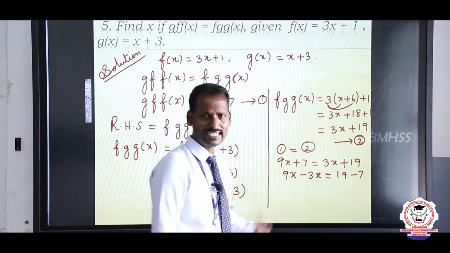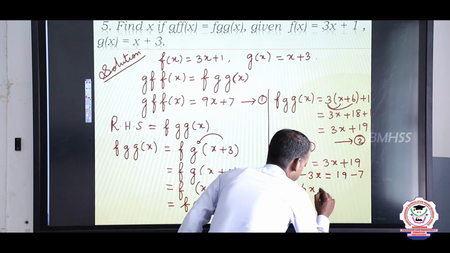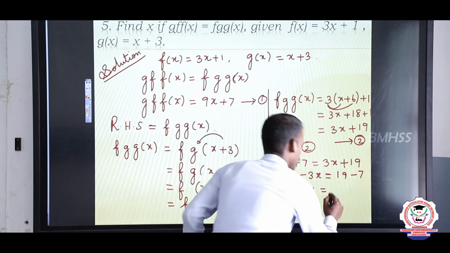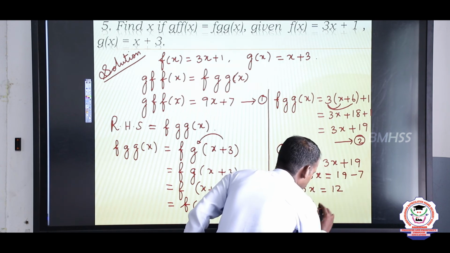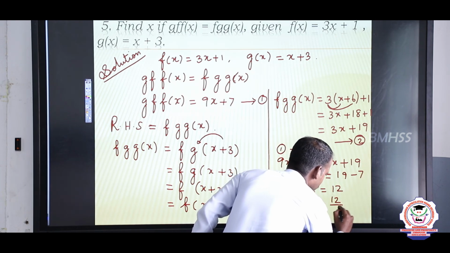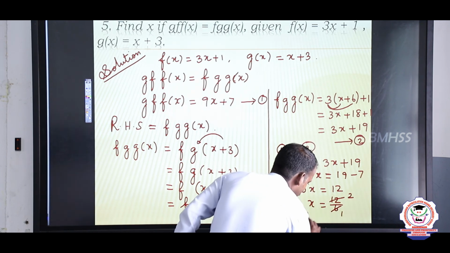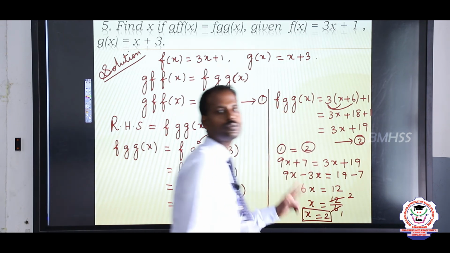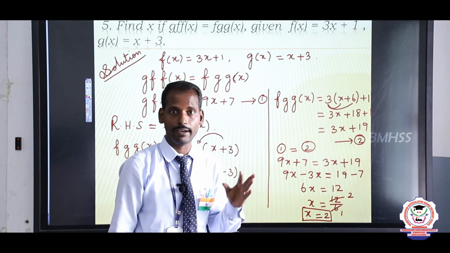So 9x minus 3x, what is the value? Here 6x. Then 19 minus 7, what is the value? 12. So x equal to 12 divided by 6. So here 1 six is 6, 2 sixes are 12. So the x value is 2. So 12, how many times divided by 6? 2 times. So x equal to 2. That is the answer. This is a very important 5 mark question.